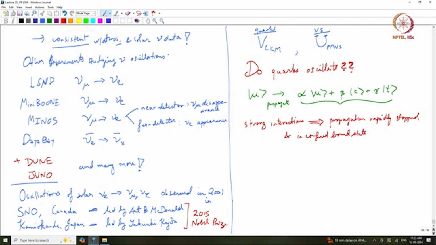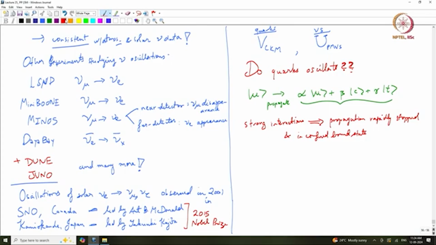So even if you might think of matter effects also, just like in neutrinos, there at least there was a forward scattering in an electron background. Here you are not going to get anything like that. Here you are just going to get stopped. The quark is already sitting in some confined bound state, and then the confined bound state like a baryon is going to see other baryons and just get stopped.